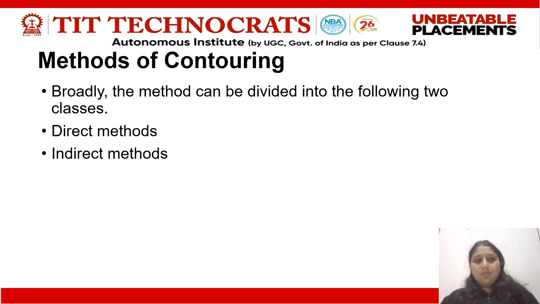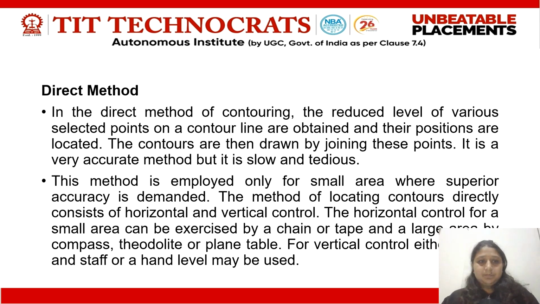There are two basic methods of contouring. The very first method is the direct method and the other one is the indirect method. What exactly is the direct method? In the direct method of contouring, the reduced levels of various selected points on the contour line are obtained and their positions are located. The contours are then drawn by joining these points. It is a very accurate method, but it is slow and tedious.